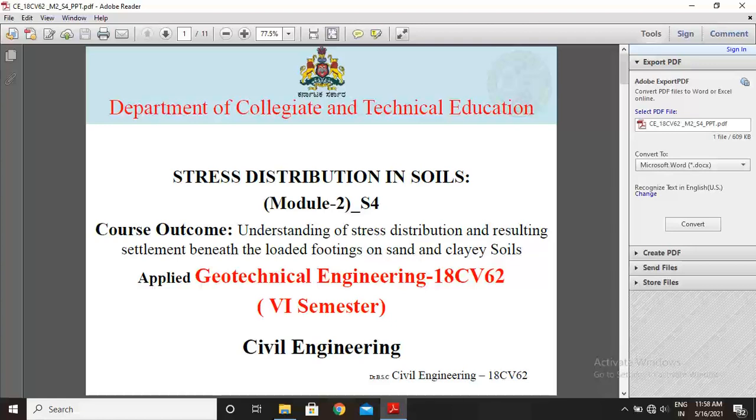Today I want to start session 4 of module 2. The title of module 2 is Stress Distribution in Soils. The course outcome of module 2 is understanding of stress distribution and resulting settlement below the loaded footings on sand and clay soils. So this is the course outcome. The title of the subject is Applied Geotechnical Engineering and the subject code is 18CV62 of 6th semester. It comes in the civil engineering department.